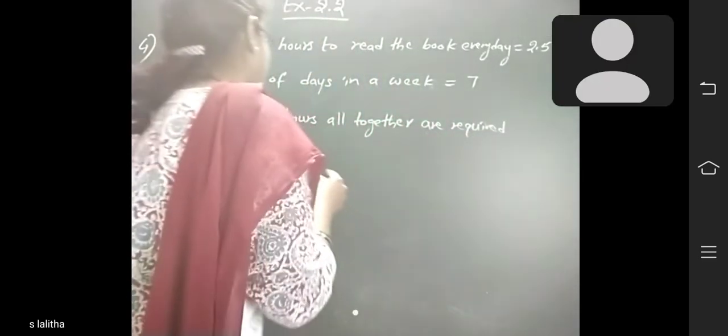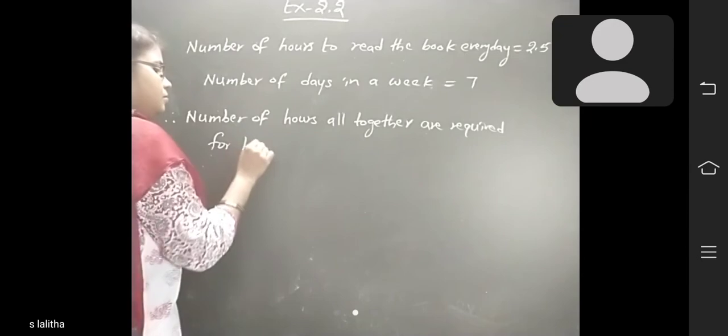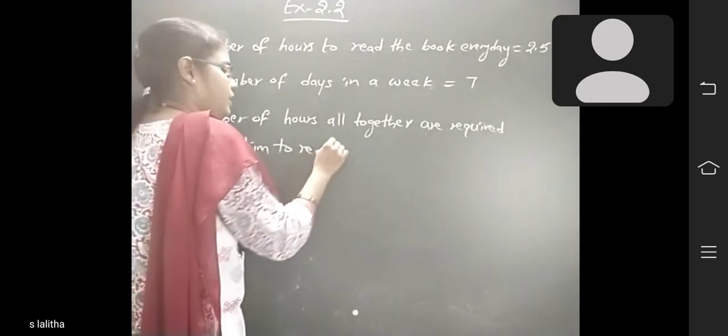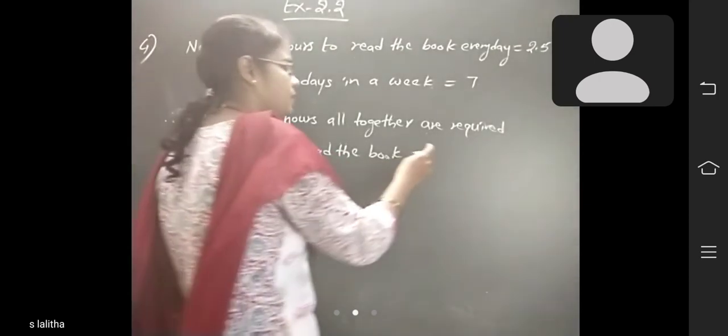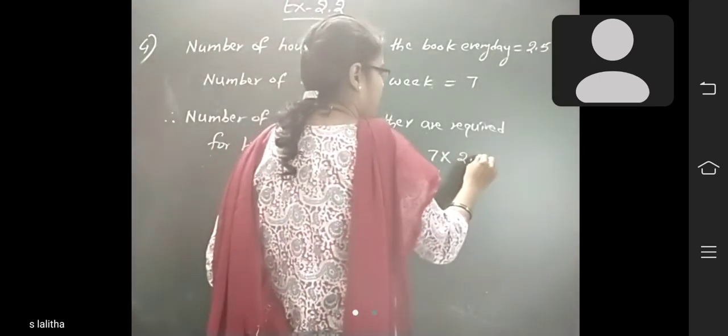So therefore, the number of hours altogether required for him to read the book is equal to 7 days into 2.5 hours.